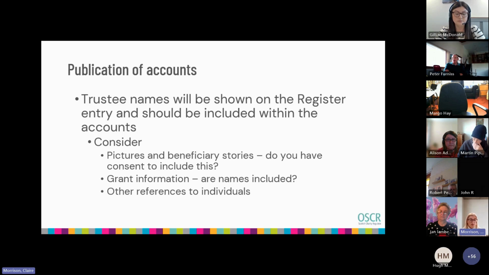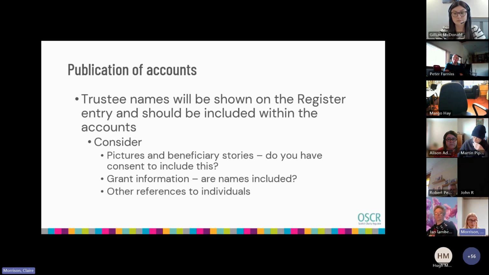You should also consider other areas of the accounts where names may be included. Where grants are provided to individuals, we do see some charities who name the individuals in receipt of the grants. This is not required under the legislation. The legislation only requires to note that the grant has been provided to an individual. So if you do want to include the names, you should really ensure that you have the consent of the individual in relation to this. You might also want to consider the impact on the individual.